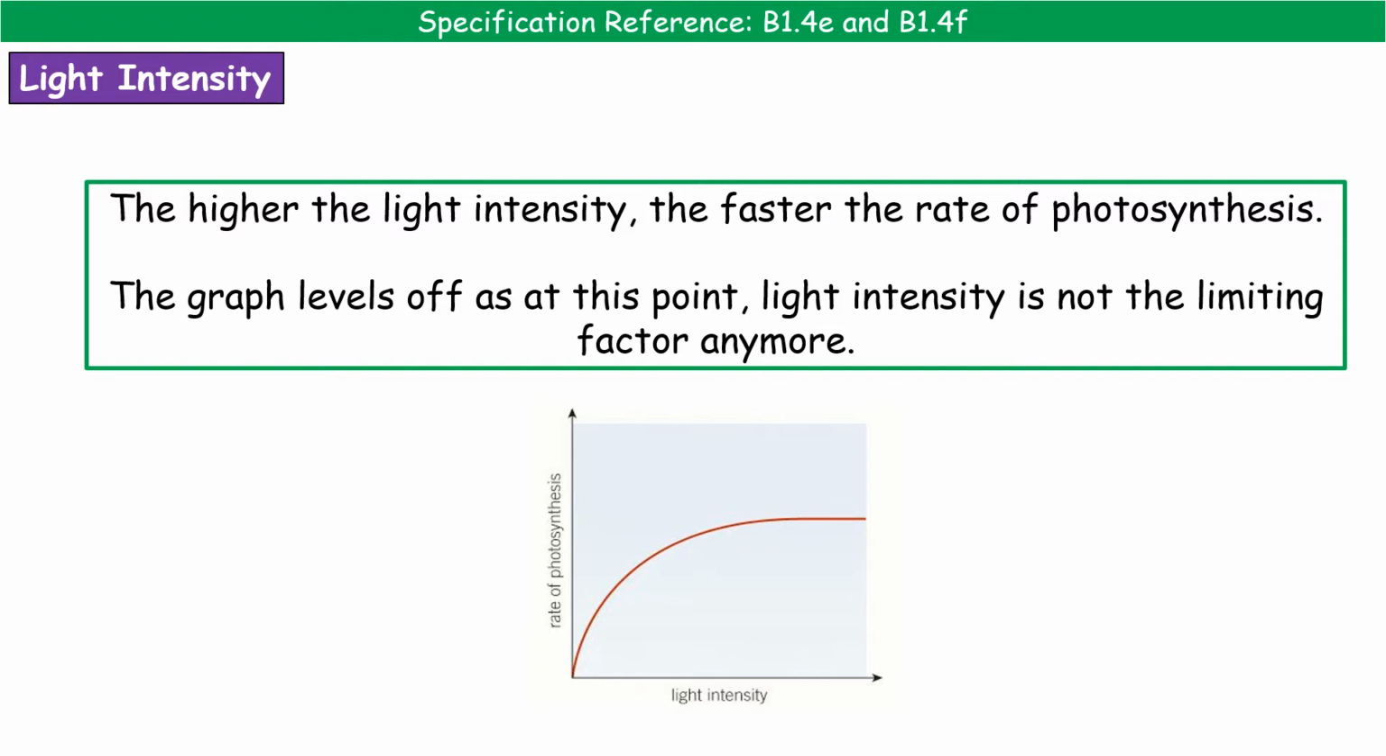If you look at the little picture down here, we can see it levels off. The reason that our graph levels off is that at the point that it becomes flat, so horizontal, light intensity is no longer the limiting factor. Carbon dioxide concentration or temperature is now limiting this reaction. So increasing light intensity will do absolutely nothing to increase the rate of photosynthesis beyond that point.